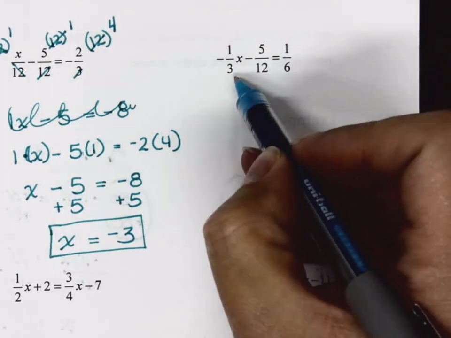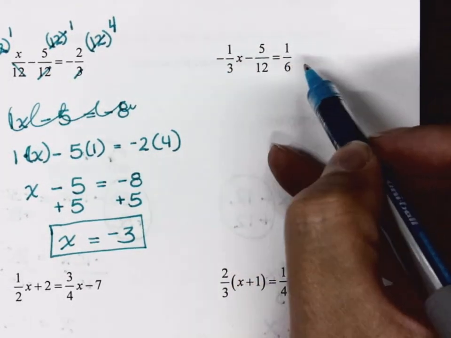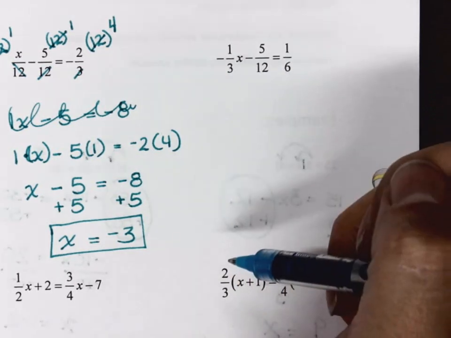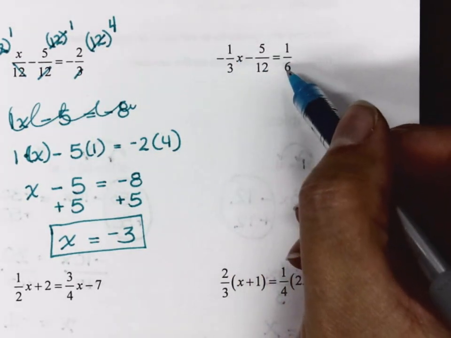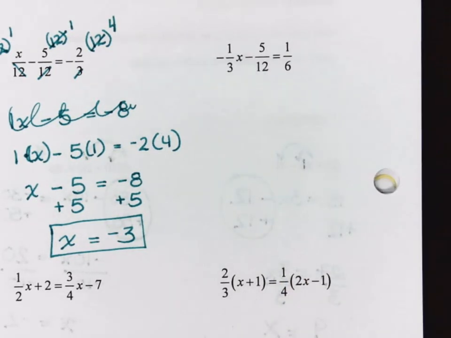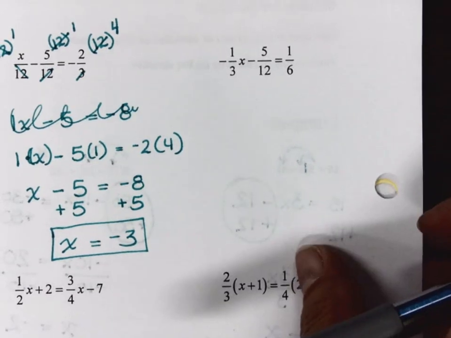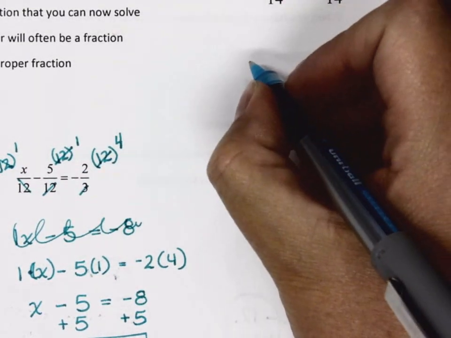What single number does 3, 12, and 6 divide into? What number does 3, 12, and 6 all divide into? So you need to know stuff about numbers. You need to know properties of divisibility.